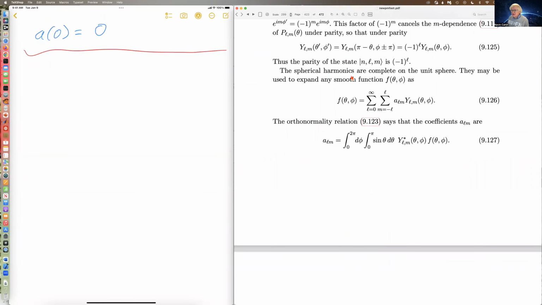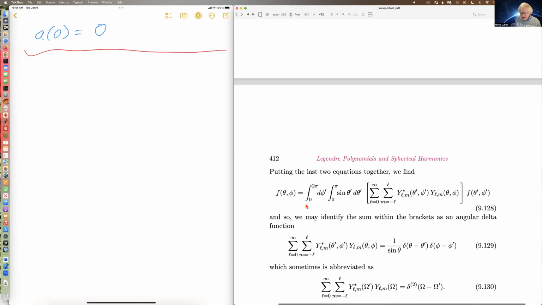These spherical harmonics, of course, are complete on the unit sphere, and you can use them to expand any smooth function on the sphere like this. The orthogonality relation is that A_L^m is just the integral of Y_L^m star times f integrated over the sphere, because remember, the spherical harmonics are orthogonal on the sphere, and the orthogonality relation is delta L L prime, delta m m prime. So you have a very simple relation here.